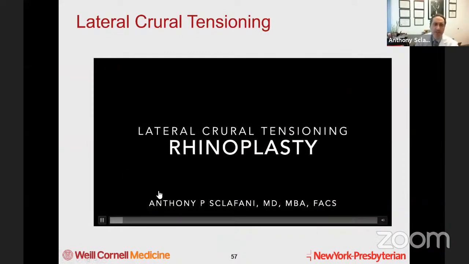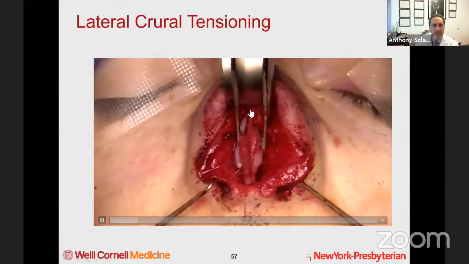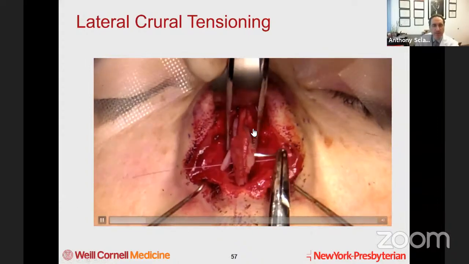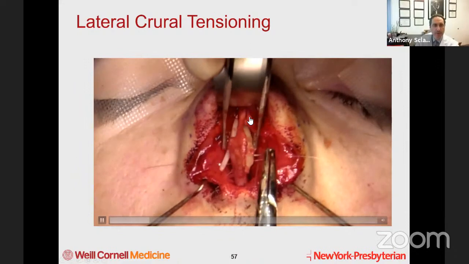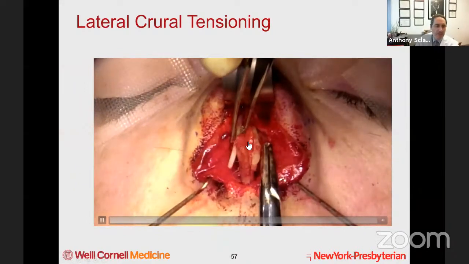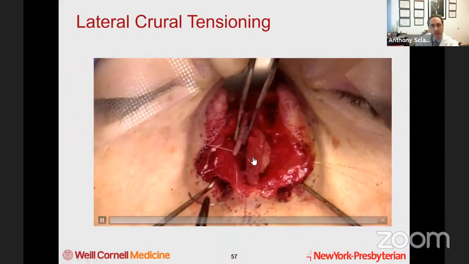So what you'll see is it's just a still. You'll see the dorsal septum here. Here's the septal extension graft. I've sutured it together. It goes beyond that, and I've got extended spreader grafts that are sutured to the septum, and in between the septum and the upper lateral cartilages, they're making a sandwich. You can't really see how far, but it does extend about 7 or 8 millimeters caudal to the caudal septum.